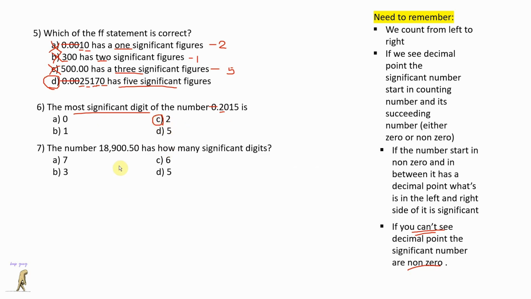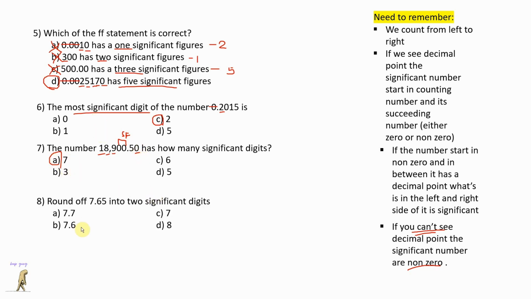Next, this specific number has how many significant digits? Let's count. 1, 2, 3, and we know that the in-between 0 is considered significant too, right? As we tackled a while ago. 1, 2, 3, 4, 5, 6, and 7. It has 7. This is the trailing 0. It is also significant. So that's why it becomes 7.